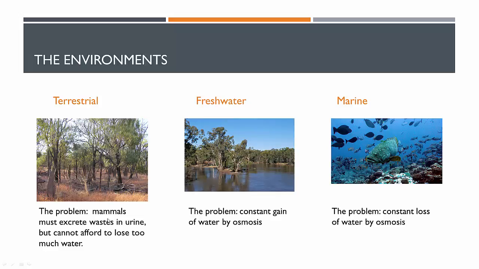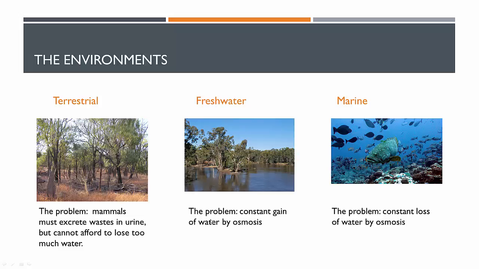So the problem in terrestrial is that mammals, their kidneys have adapted just through evolution to produce urine, and urine is the mixture of water and urea, so you can't get urine unless you have water. So one of the problems that a mammal must face is to excrete enough water to supplement the urea without losing too much. So that's a pretty important problem to overcome.